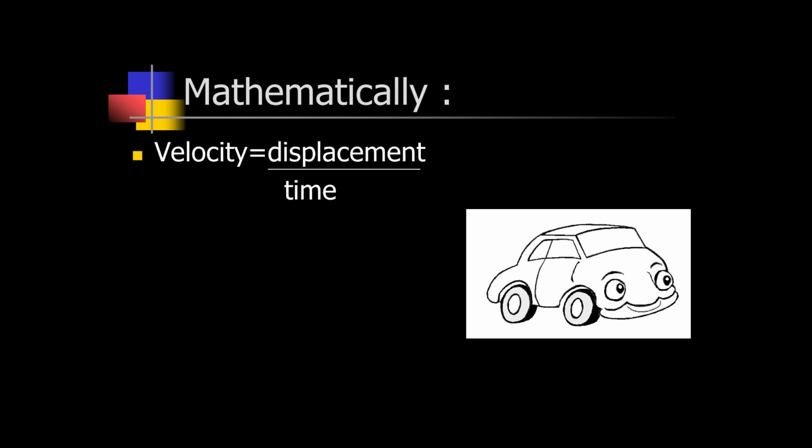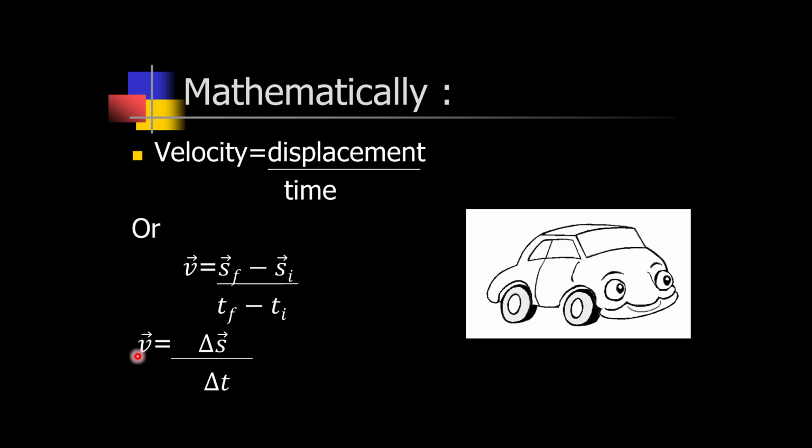So mathematically we can say velocity is equal to displacement over time, or as velocity is a vector, we will use an arrowhead over it. V is equal to final position minus initial position divided by final time minus initial time. Or it can be written as velocity is equal to delta S over delta T. Delta means change. Right now we are finding the change in position, final minus initial position. So delta S means final position minus initial position, and delta T means final time minus initial time. So this is the mathematical formula for velocity.